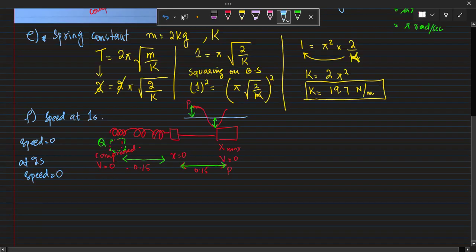Now after that we have acceleration at 1 second. You remember that we discussed the max and mins in the max and mins class, right? So in part G, we're going to find out acceleration at 1 second, right?